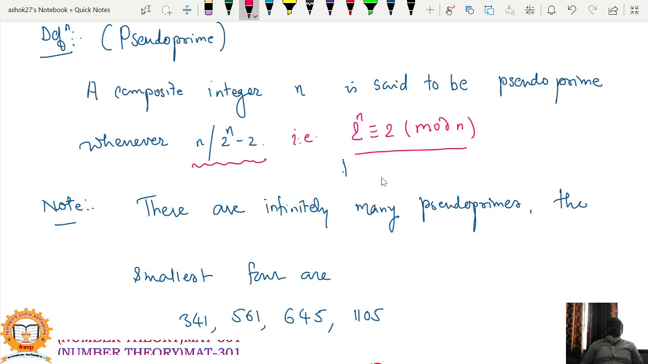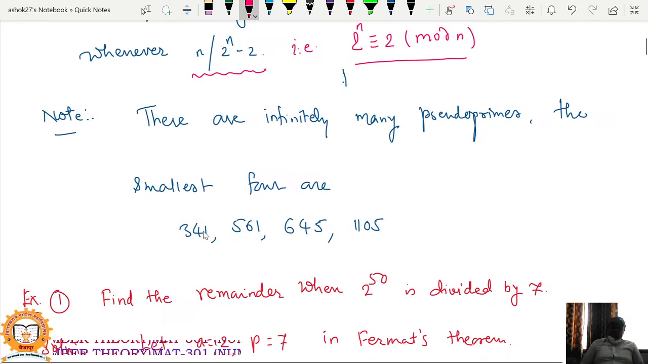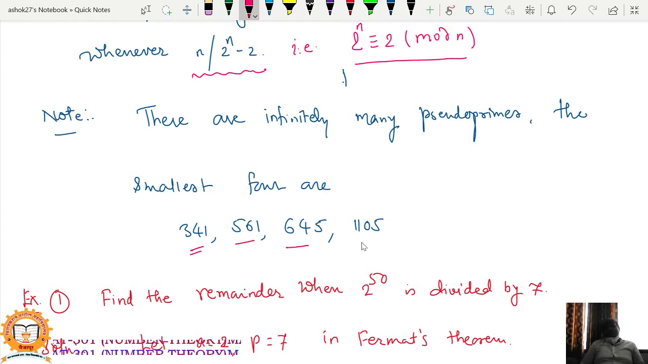So there are infinitely many pseudo primes. What is the first value of n which satisfies this congruence relation? The smallest four integers which satisfy this relation are, first, 341. 341 is not a prime number. So these are non-prime numbers which satisfy this relation. The next integers after 341 are 561, 645, then 1105. So these are the first four pseudo prime numbers.